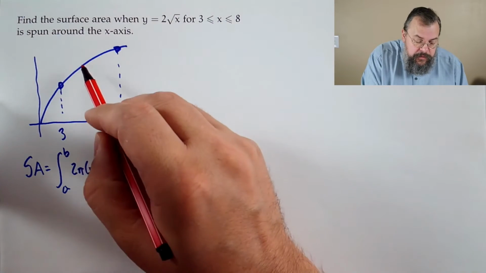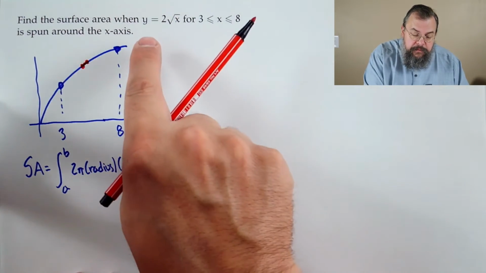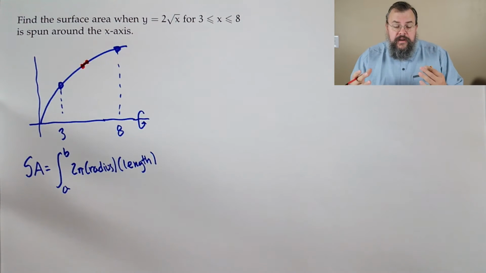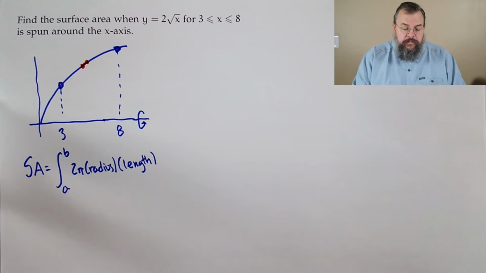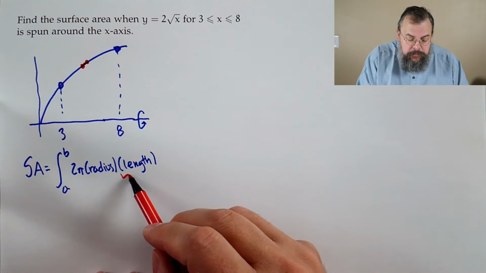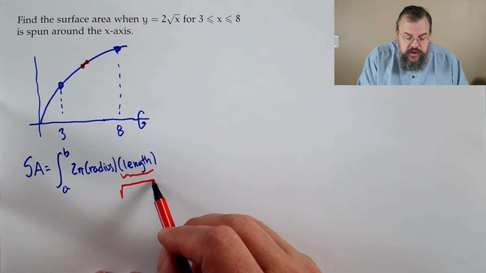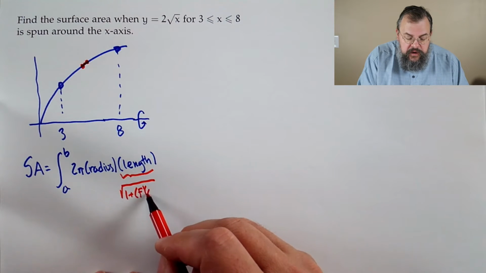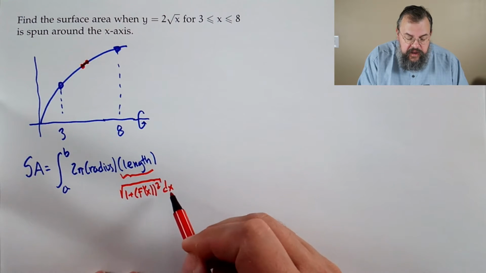So what's happening here? Well, our little piece is a little piece of length. We have y as a function of x. So it's a reasonable thing to say, all right, if y is a function of x, let's start by trying to write everything in terms of x. So our length here will become the square root of 1 plus the derivative of the function with respect to x, squared, dx. That's our length.